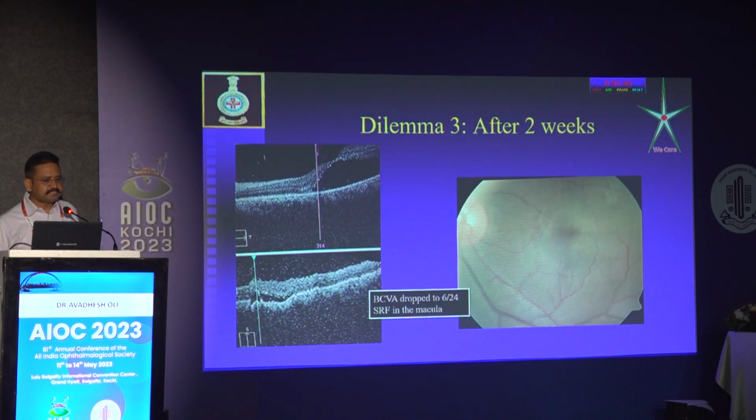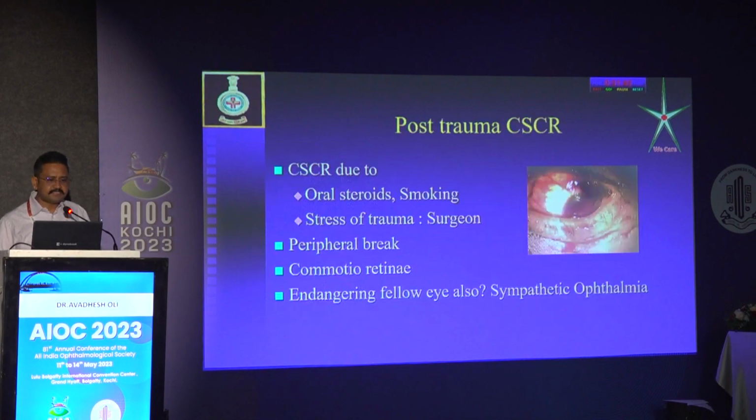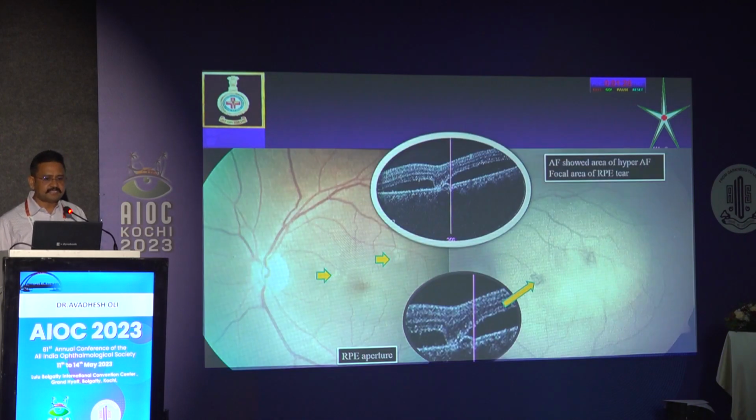The actual dilemma started after 2 weeks, when he developed subretinal fluid. Here you can see it in the OCT. I started thinking of post-trauma CSR because he was already on oral steroids and he was a smoker. I had not done a depressed examination, so I thought it could be a peripheral break or commotio retinae. But theoretically, I also thought of a very, very rare type of sympathetic ophthalmia presenting in this eye.